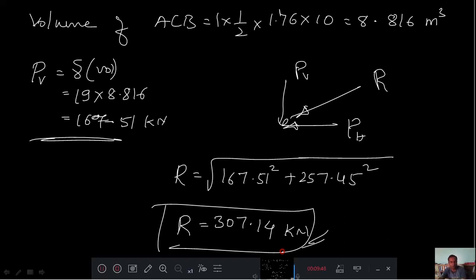Okay, this is all about the cases, and we'll solve a few problems on this sand only, that is your cohesionless soil only. Then we'll go to the next concept.